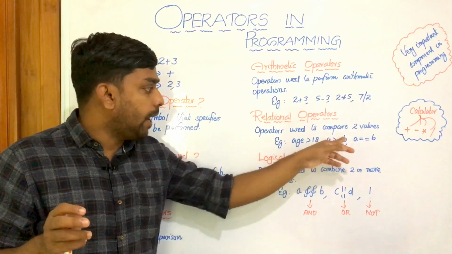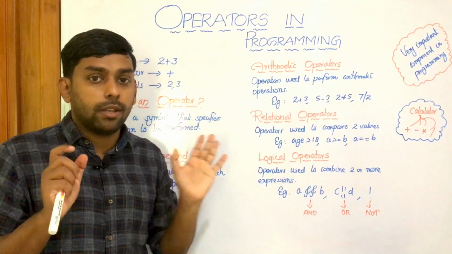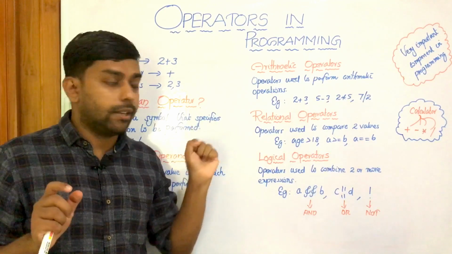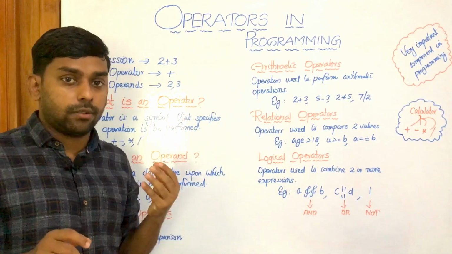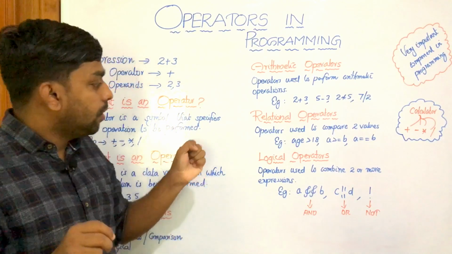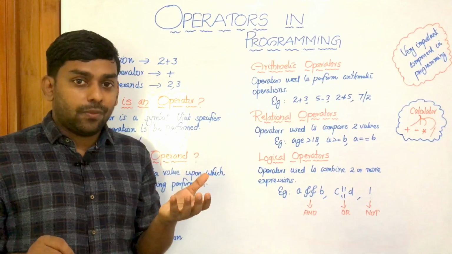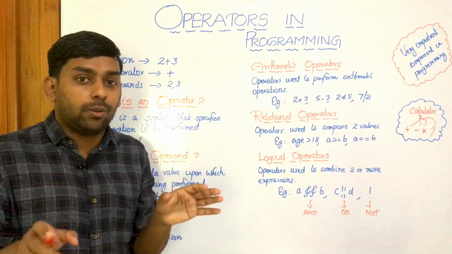You know, in A and B we will have values. In age, A, B, we will have values. These are variables. Yes. So that's about relational operators, and I've already given you some examples. And finally, we have logical operators. What are logical operators? Of course, this will be very new to you.